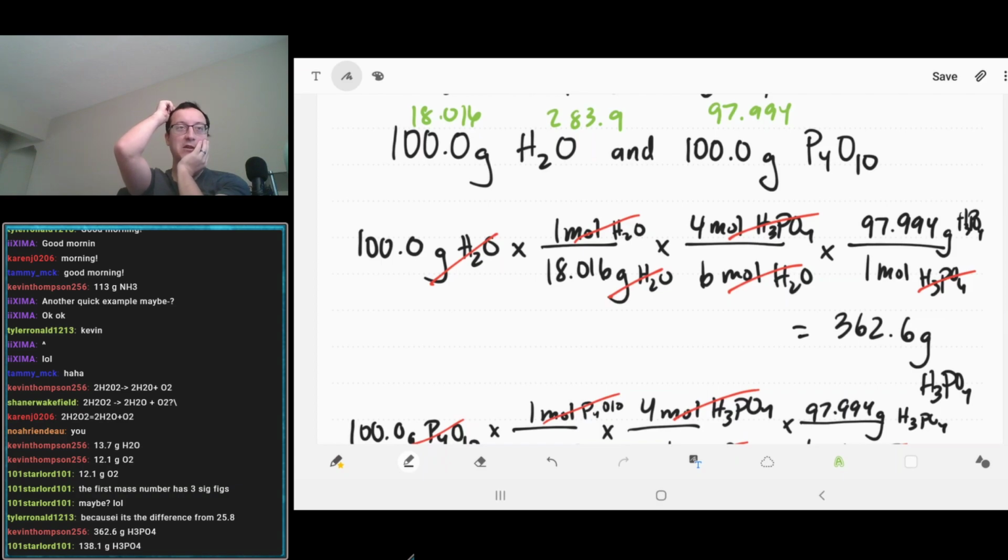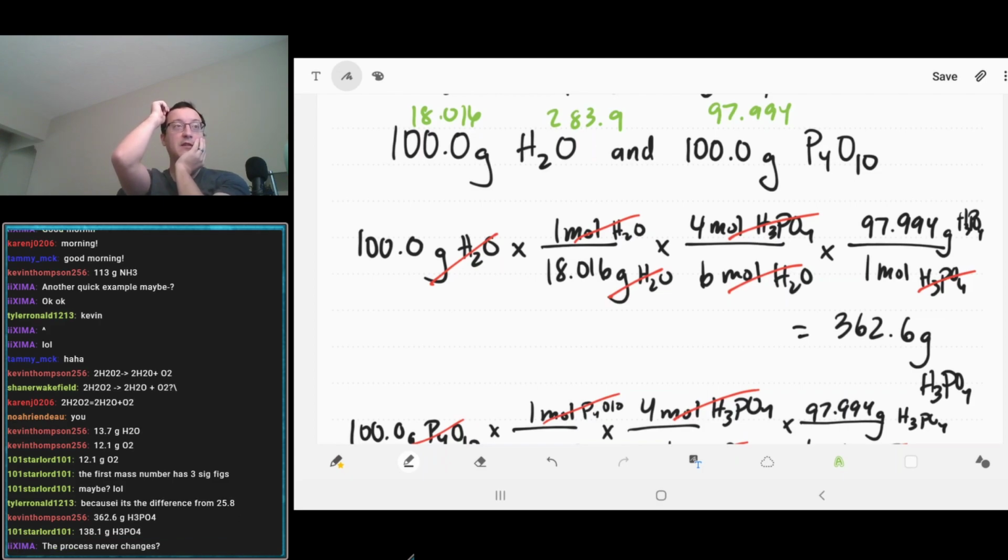We started with 200 grams of our reactants. We end up with... the process for going from grams to grams does not change. So, lucky us, it's somewhat formulaic here. However, starting next chapter, we will be doing other things, so just keep that in mind. For right now, the process never changes.